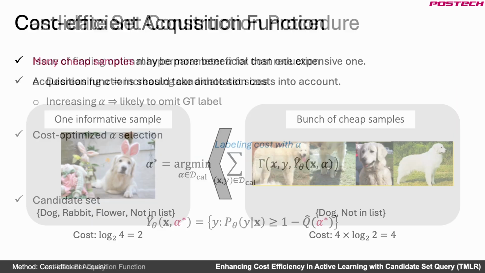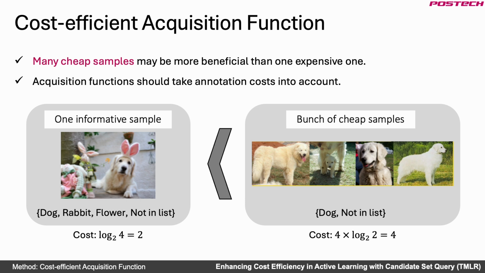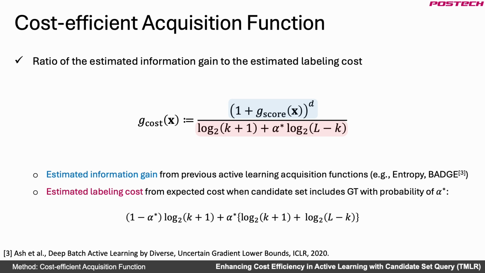In addition to the query design, we propose a cost-efficient sampling method compatible with existing acquisition functions. Consider two scenarios: one expensive sample versus several cheaper ones. Sometimes multiple cheaper samples are more beneficial. Thus, acquisition functions should account for annotation cost. Our solution is an acquisition function that measures information gain per unit cost.